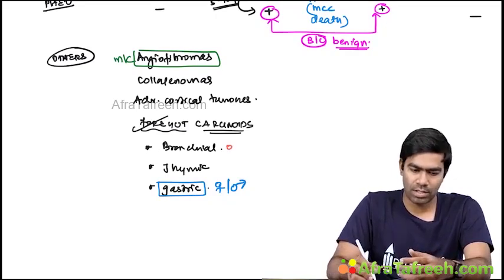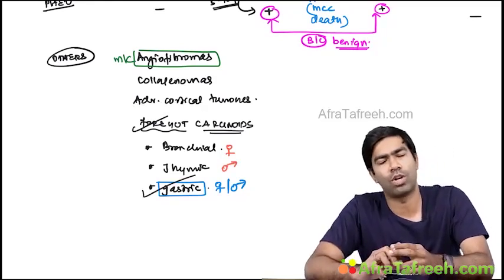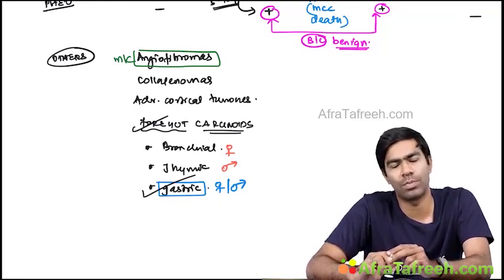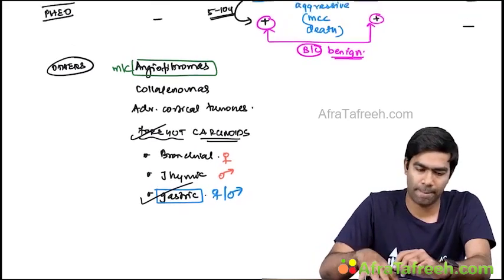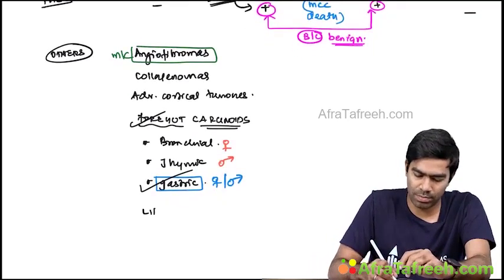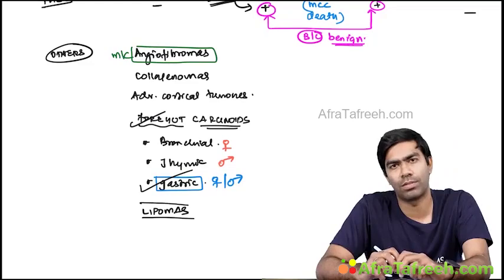Bronchial carcinoids tend to be more common in females, whereas thymic carcinoids tend to be more common in males. Overall, the most common type of foregut carcinoid in MEN1 syndrome is gastric carcinoids. And they can also develop lipomas. So you have to note that also. They can also develop multiple lipomas.